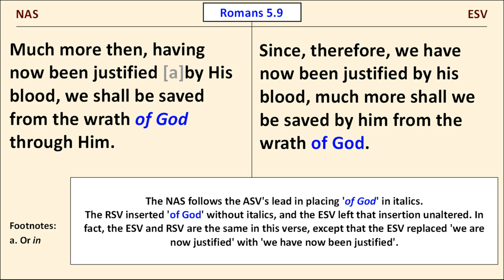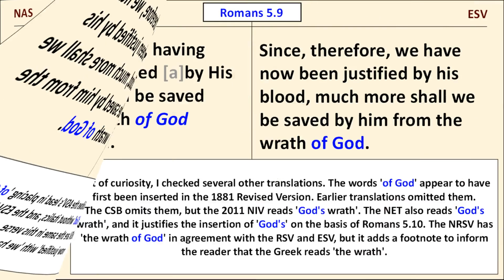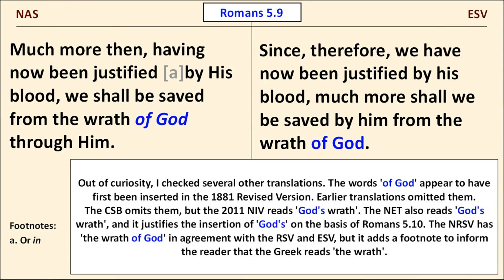Both the NAS and the ESV are like their parent translations in this passage. The ESV replaced the RSV's "we are now justified" with "we have now been justified." I checked to see if other translations inserted "of God." To save time, I'll let you pause the video to read the chart if you're interested.